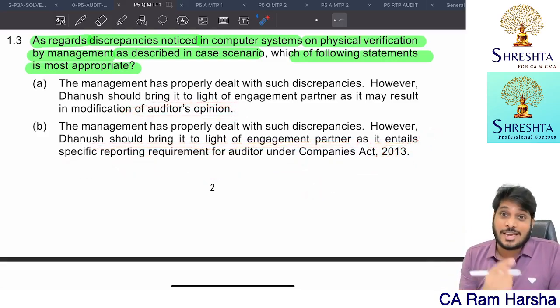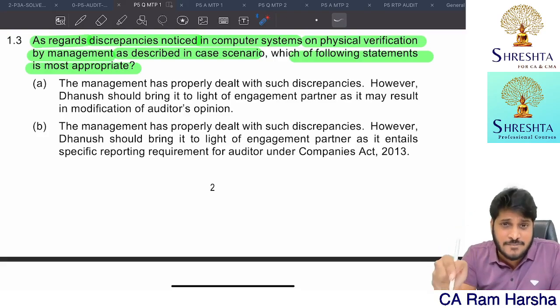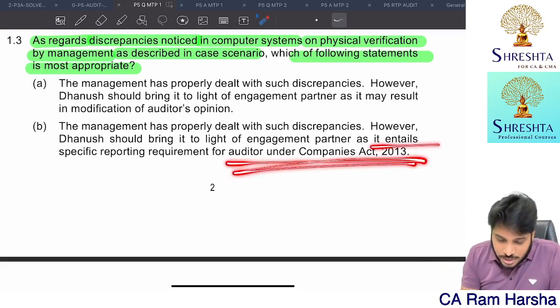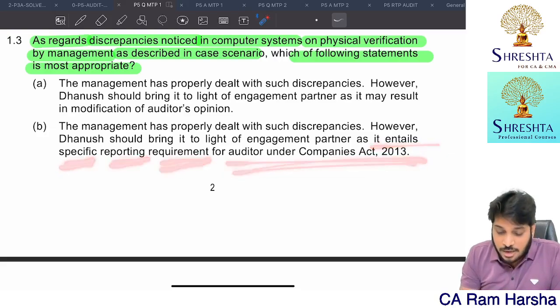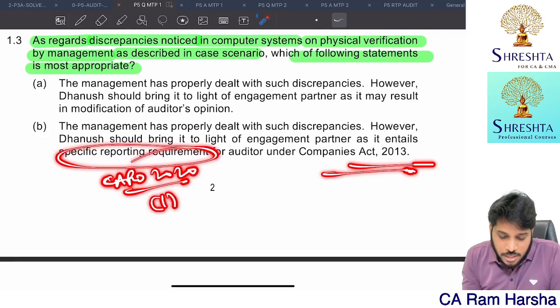Where we have to modify? CARO report we have to modify within the part of audit report. Why are we modifying CARO report? Because it's a requirement under Companies Act 143 subsection 11, which is even more correct because it entails specific reporting requirement. What is the specific reporting requirement under CARO for fixed asset? Sorry, Companies Act for fixed asset, CARO 2020, clause number 1.